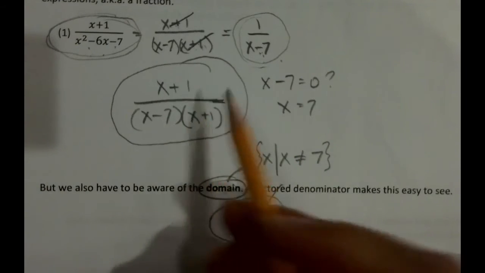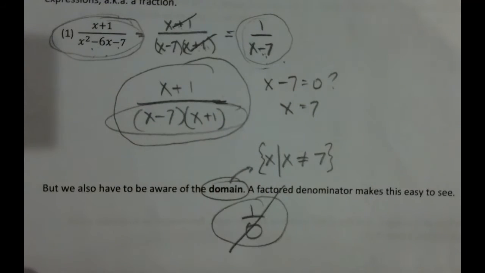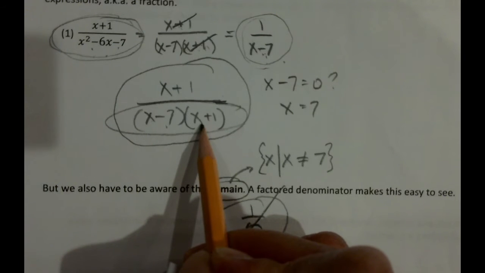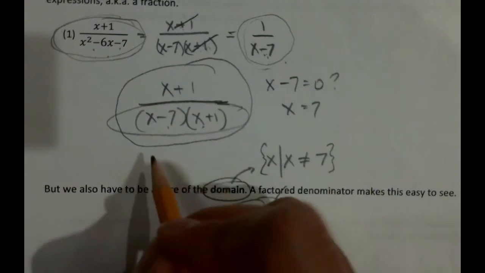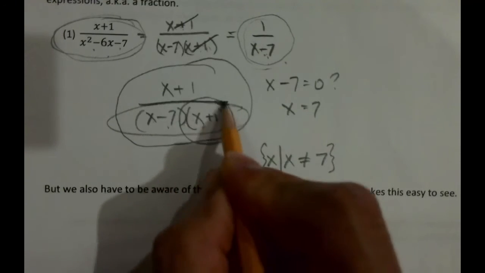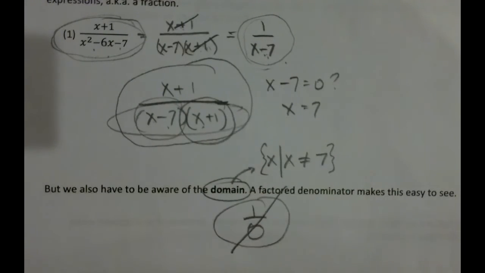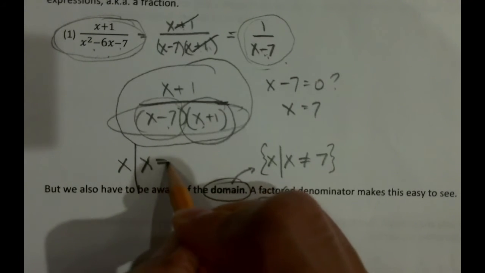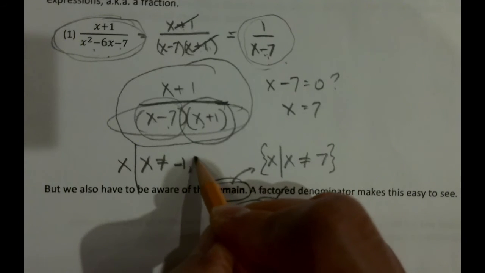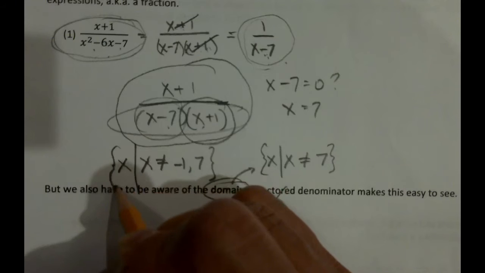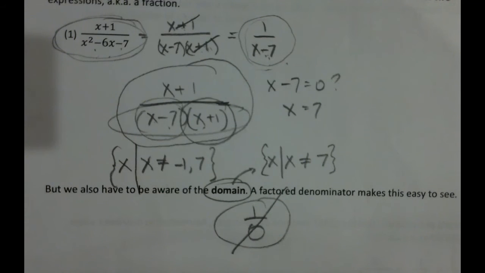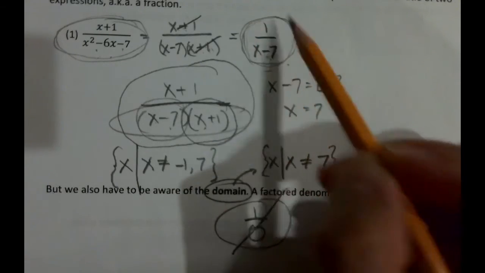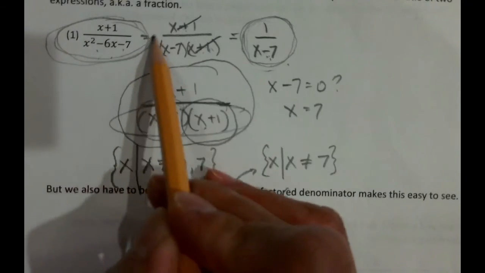Okay, so when is the bottom 0? Well, if x is 7, then you have 0 times 8, which is 0. Or, if x is negative 1, that would make that 0. This would be negative 8, and the product would be 0. So actually our domain here is x such that x is not equal to negative 1 or 7. So why does negative 1 matter? Even though it works out in the simplified version, this is the expression that we were given.